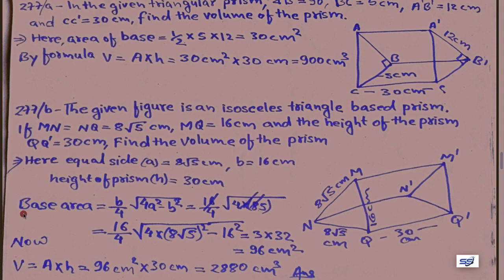Using all this information, putting the values in the formula, we get base area is equal to b upon 4 root under 4a square minus b square, which is equal to 16 upon 4 root under 4 into 8 root 5 whole square minus 16 square, is equal to 3 into 32, is equal to 96 centimeter square. Now V means volume. To find volume, V is equal to A into h, or area into height, is equal to 96 centimeter square into 30 centimeter, is equal to 2880 centimeter cube. In this way, we get the requirement of this question.